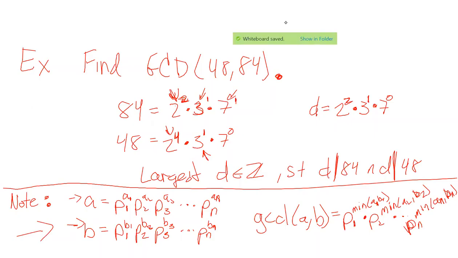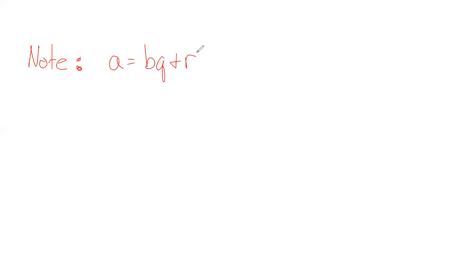One other interesting fallout of GCDs, one interesting quality which will lead us into the Euclidean algorithm, is the following property. Note that if we have any two integers, A and B, we can write out the following equation, given our definition of the modulus and divides operators. We have A equal to B times some quotient plus some remainder. That is, if you divide A by B, you get some quotient and some remainder.